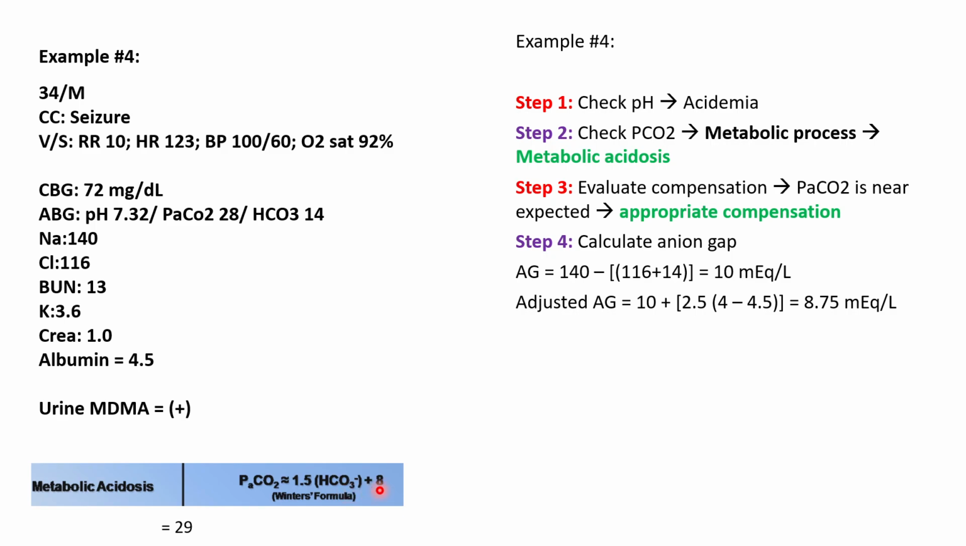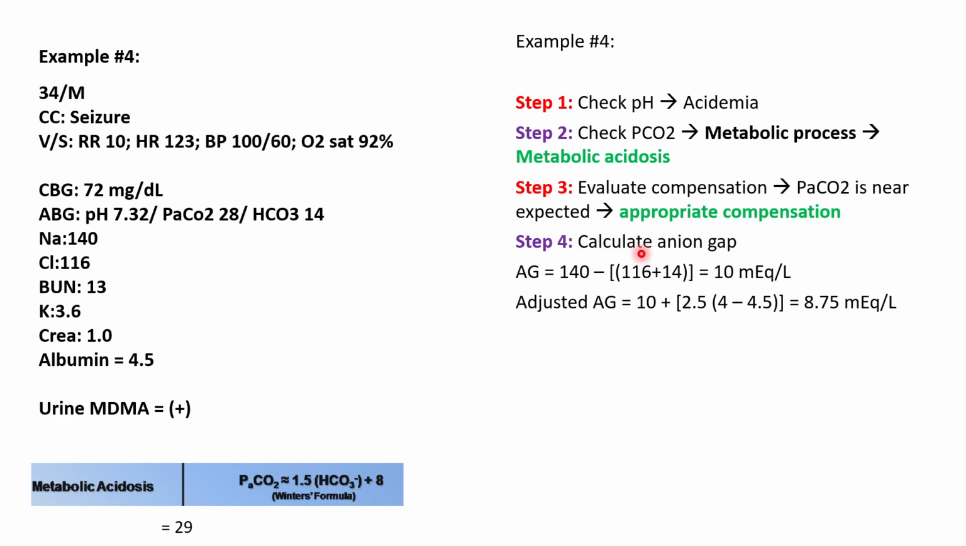For the fourth example, you have a 34-year-old male. So the pH shows acidemia, meaning the PCO2 will not explain your acidemia. So you go to HCO3 and your HCO3 would explain your acidemia. So the process is more on metabolic acidosis, because your CO2 would show respiratory alkalosis but the pH is acidemia. So the process is metabolic acidosis. Evaluate compensation, if 14 is really appropriate compensation for the metabolic acidosis.